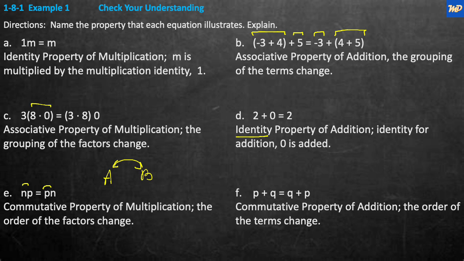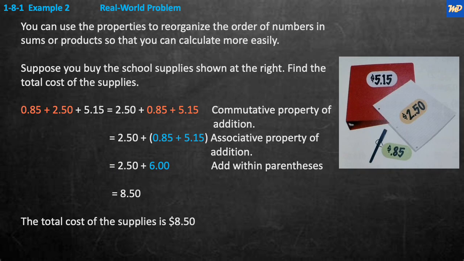How about F? It's the same thing, except this one is the commutative property of addition. We're not multiplying, we're adding right now. But it's still p and q, and q and p. They're flip-flopping, changing places. So it's the commutative property of addition. The order of the terms changes. Okay, example 2 is a real-world problem.